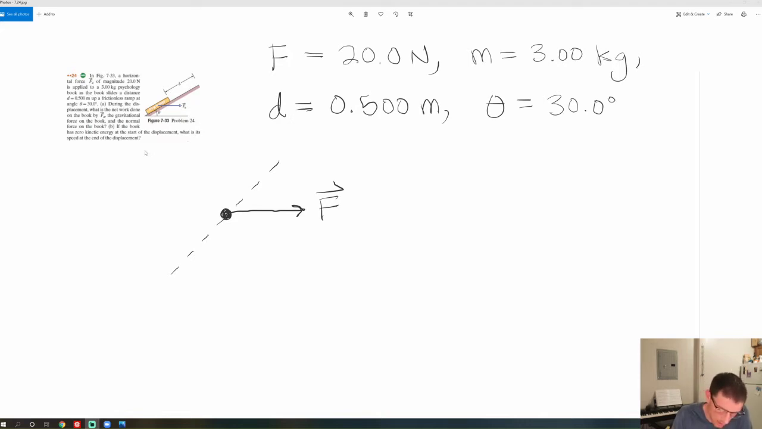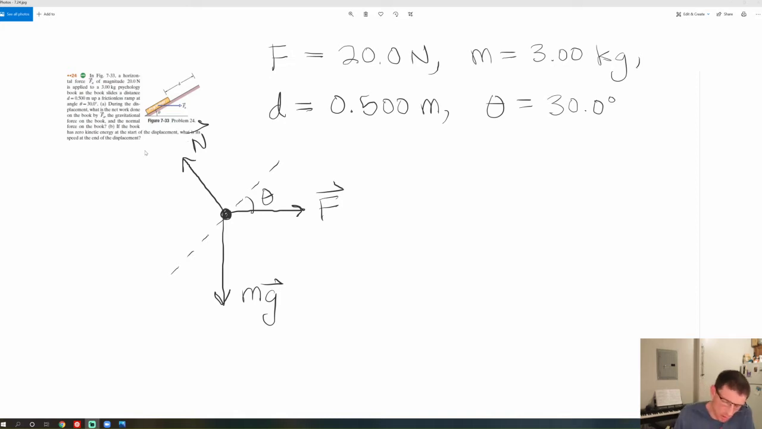Then we have, of course, the gravitational force pointing downward. And then there's going to be a normal force, and that is, of course, perpendicular to the surface of the ramp. This angle is also theta. Hopefully everybody can see that. And I think that's about it for our free body diagram.